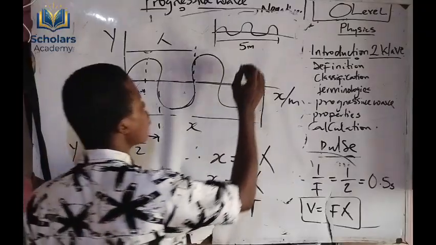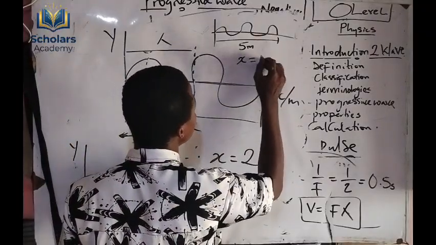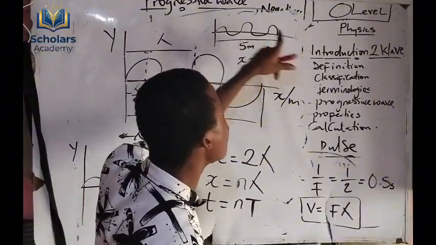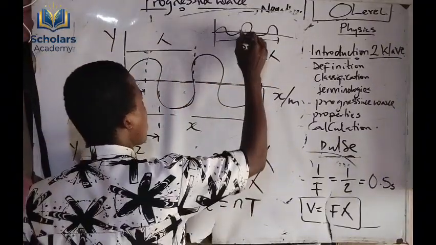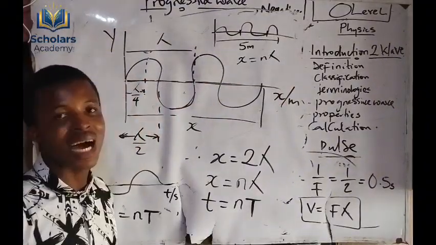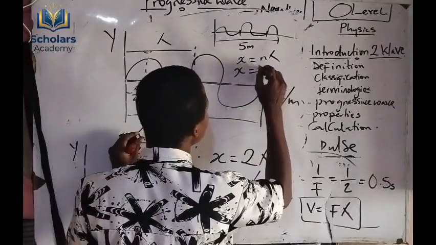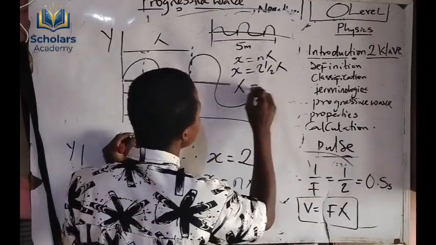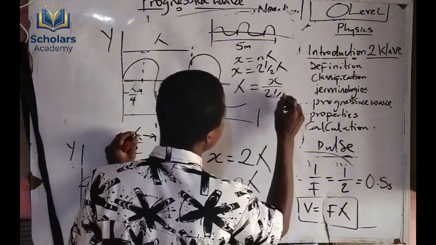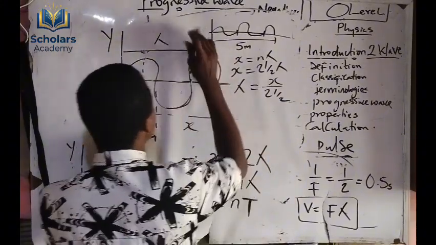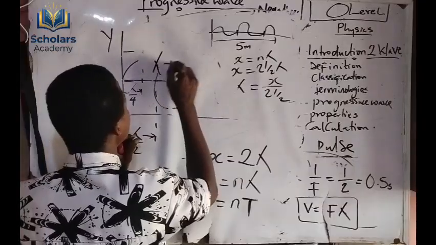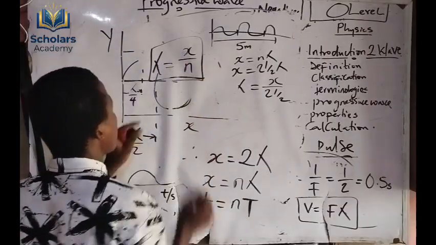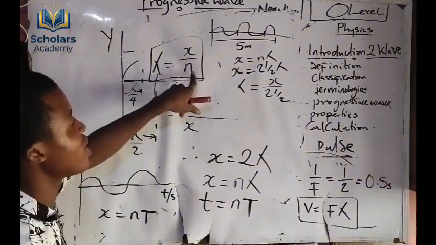So if you want to get the wavelength, what will you do? Just say S equals N times lambda. What you are looking for is lambda. The question is, how many waves are there? Look at it: 1, 2, this is 2.5. So it means your X will be equal to 2.5 wavelengths. So to get that wavelength, it will be X over 2.5. In a nutshell, our wavelength equals X over the number of waves.